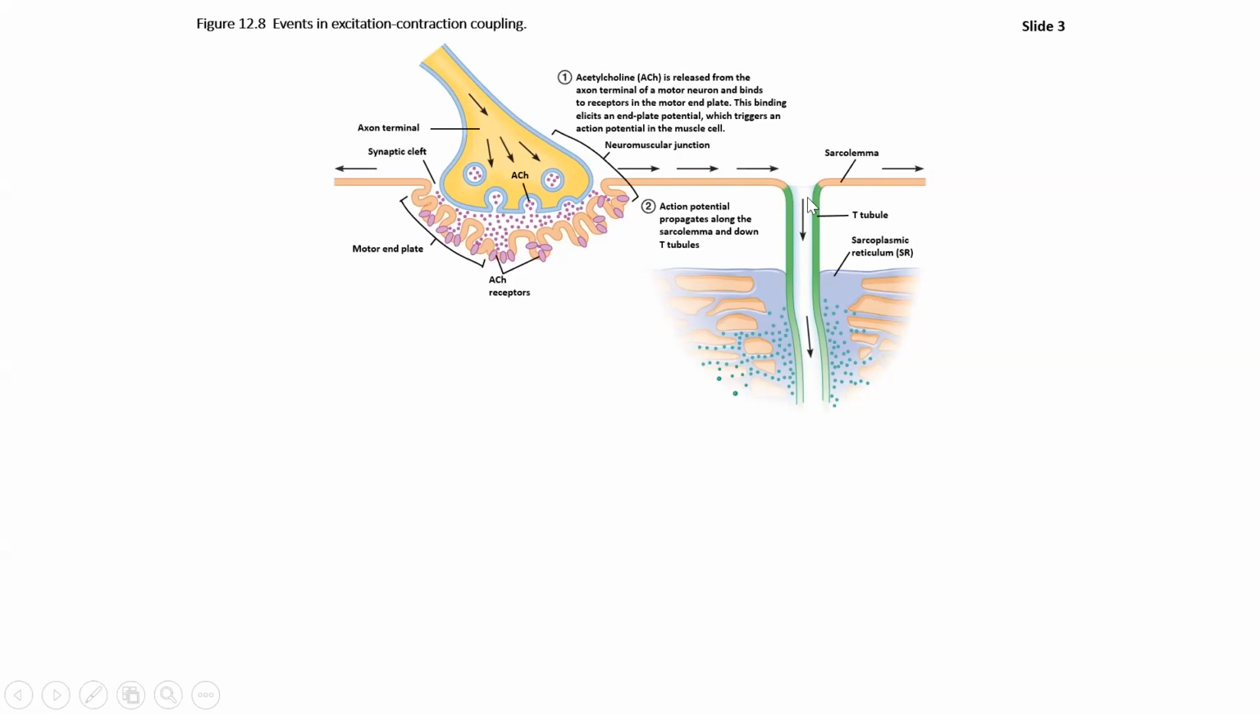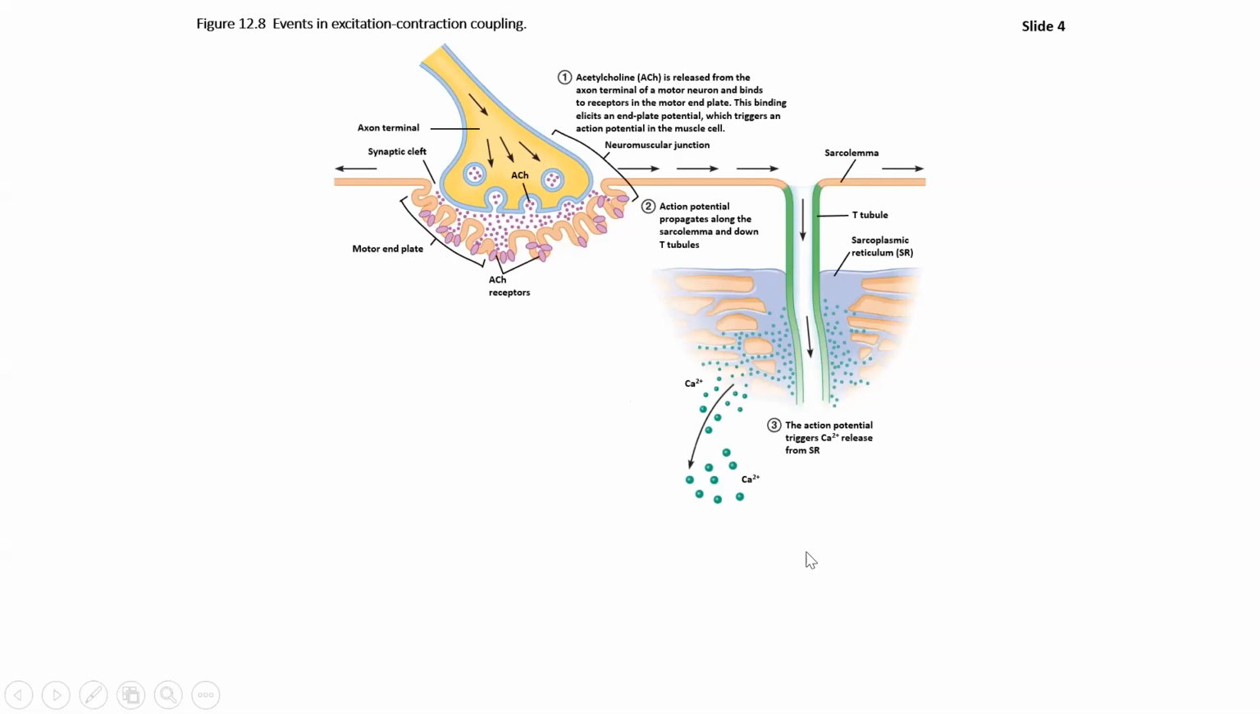This end plate potential, or this action potential, is going to propagate throughout the entire muscle body. It's going to travel along the T-tubules, which are these invaginations that we talked about. Remember, we described the triad as being the T-tubule in the center, and then the lateral sacs, which are formed by the sarcoplasmic reticulum. And so the T-tubules are these invaginations or these tunnels that help to spread the action potential throughout the muscle very quickly.